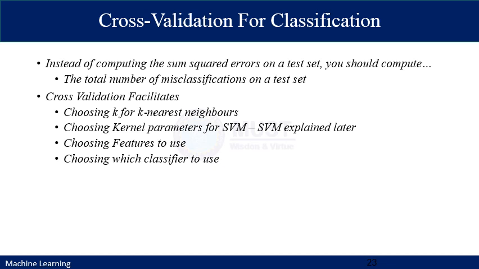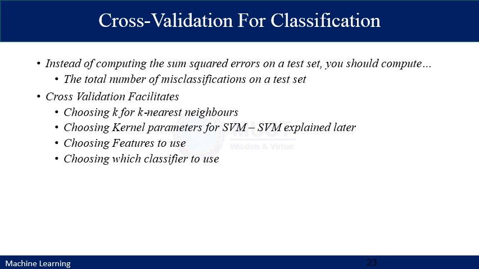So you can also use cross validation for classification, and instead of computing the sum squared error on the test set, you compute the total number of misclassifications on the test set. So cross validation helps in a number of ways for optimal model selection. For example, it can help you to choose the number of neighbors in a k nearest neighbors algorithm. It can help you to choose kernel parameters for support vector machines. We will cover support vector machines in another lecture.